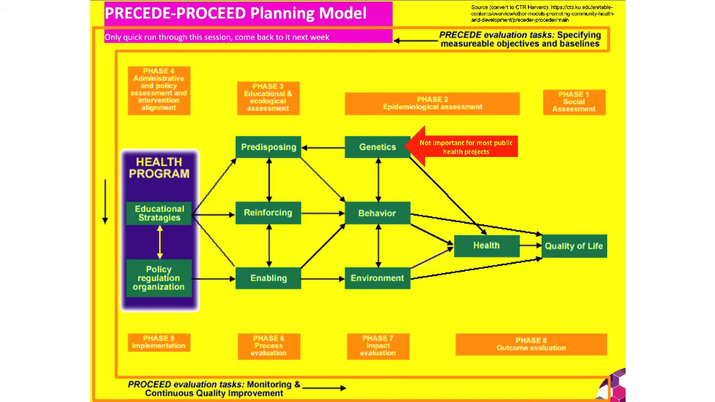And then the PROCEED phase, from phase 5 to phase 8, is implementation, and then it's the 3 sets of evaluation: process evaluation, impact evaluation and outcome evaluation. Most of that part of PROCEED is about monitoring and evaluation and continuous quality improvement, because quality is a part of evaluation. We want to run a high quality project, a high quality service, a high quality program, and so it's important for us to evaluate it to make sure that we are meeting the needs of the target community.